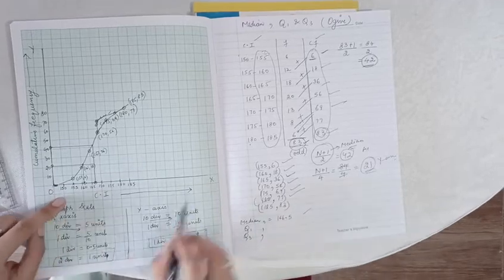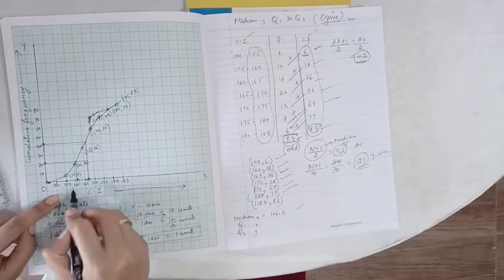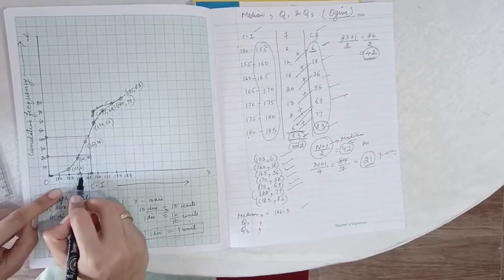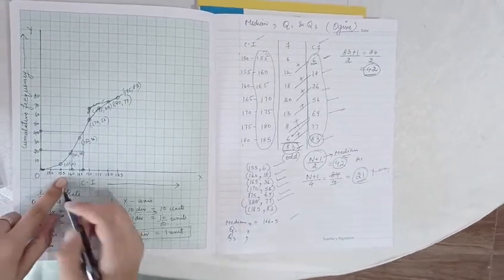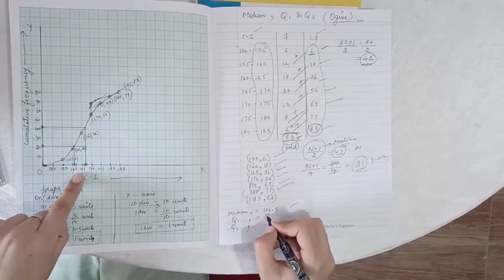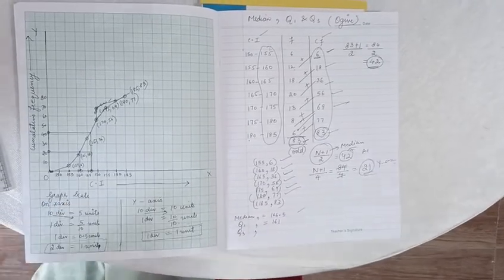Again on the x-axis, 2 divisions equals 1 unit. So this is 160. So 2 units above, after 160 it is going. So that means Q1's value is equal to 161, and here I am writing.